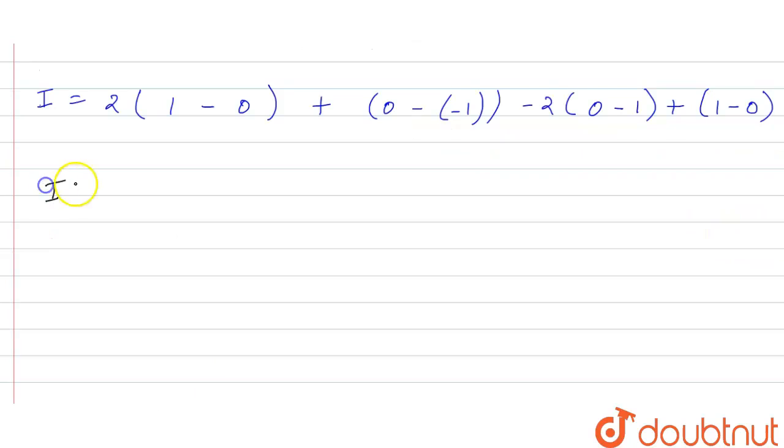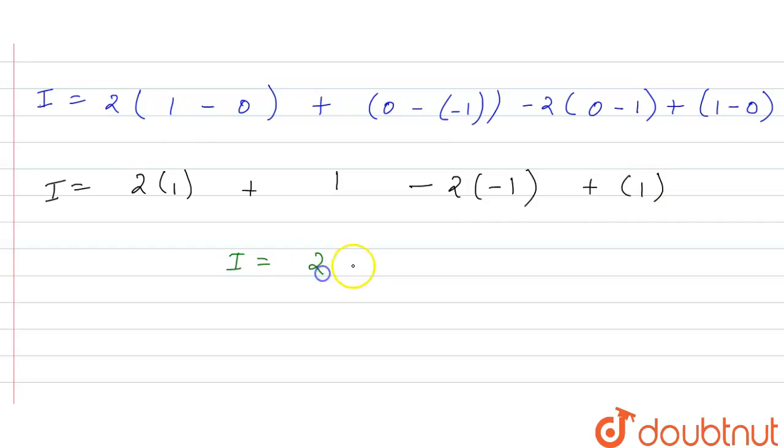So from here I will be equal to 2 times 1 minus 0, which is 1, and plus 0 minus minus 1, which is plus 1, and minus 2 times 0 minus 1, which is minus 1, and plus 1 minus 0, which is 1. So I from here will be equal to 2 plus 1, and minus minus will be plus 2 and plus 1. If we further solve, the final value of I will be 2 plus 2 is 4, 4 plus 2 is 6. So the final value is equal to 6.